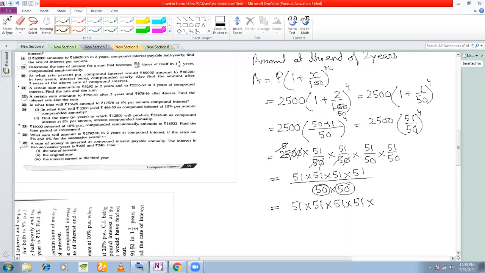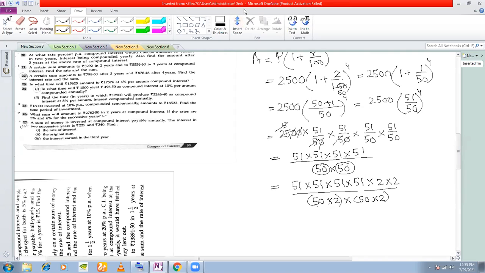2 into 2. Why am I multiplying by 2 into 2? Because in the denominator, I will be multiplying 50 by 2, and I'll be multiplying another 50 by 2. That is why I'm multiplying the numerator also by 2 into 2. Is this step clear to everyone? Yes, sir. Good.